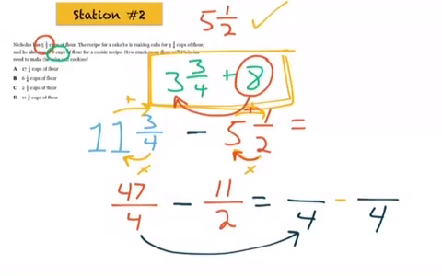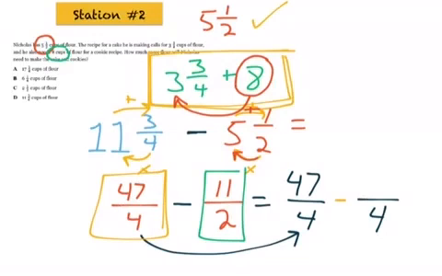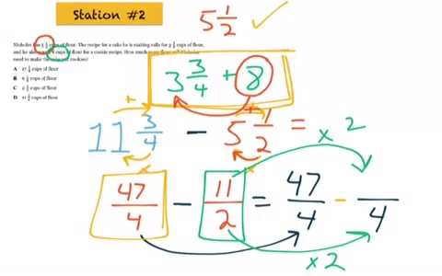So our first fraction, 47/4, is not going to change. It's going to stay the same because we didn't change the denominator. But our second fraction, 11/2, will change. We changed the denominator to a 4. So 2 times what is 4? 2 times 2. So whatever we do to the bottom, we got to do to the numerator, the top numbers. So 11 times 2 is going to give us 22.